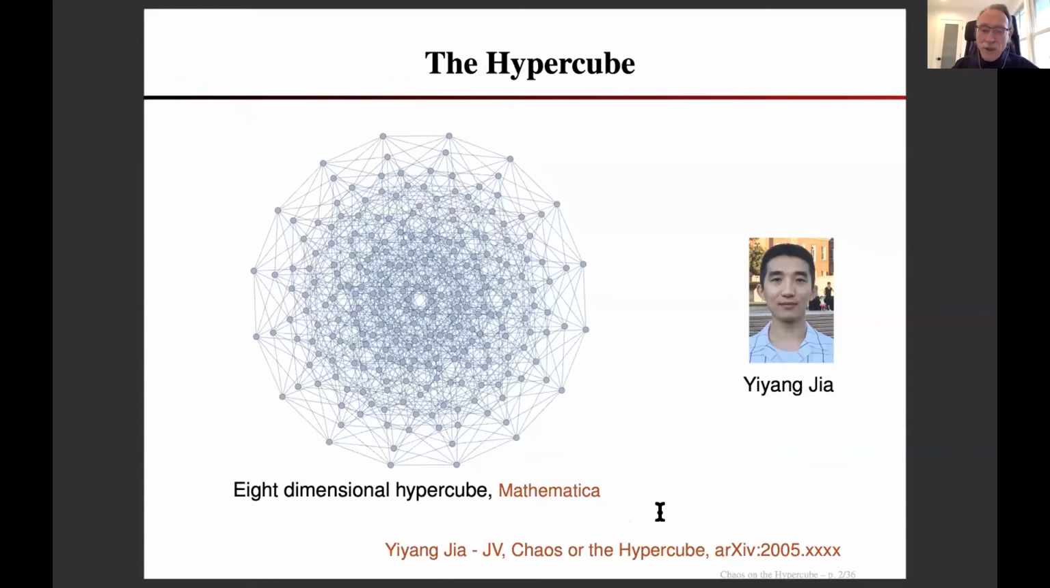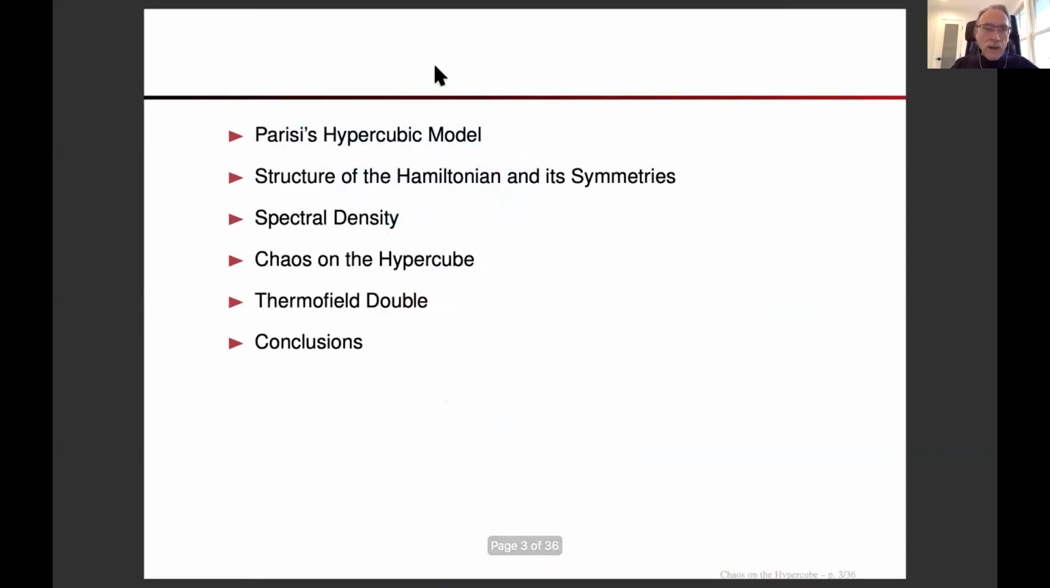So our paper will come out soon. It is basically finished, but it always takes some time to get the last points on the i's. I will start with reviewing the model, discuss the symmetries of the model, the spectral density, and the chaotic nature. In the last lecture, we heard about thermal field double states. They are also there in this model, and I will end up with some conclusions.